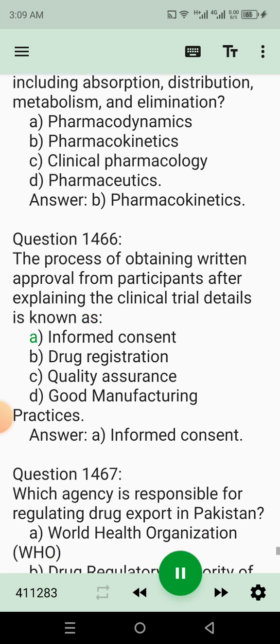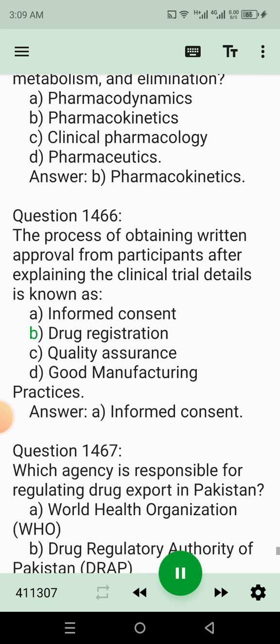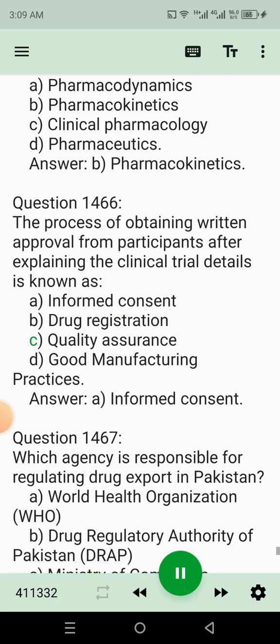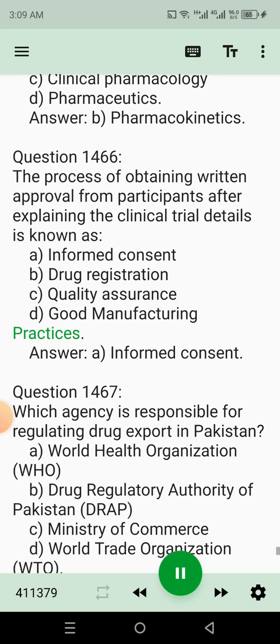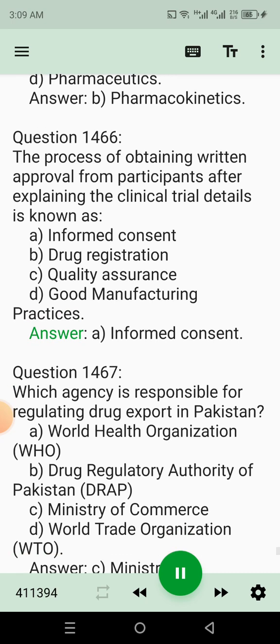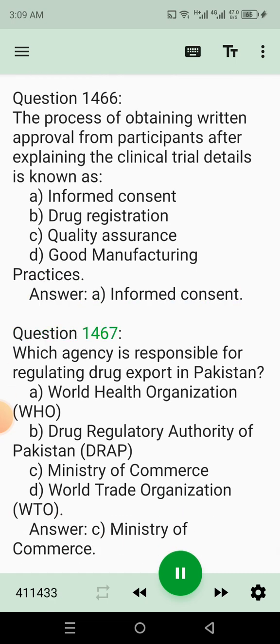Question 1466. The process of obtaining written approval from participants after explaining the clinical trial details is known as A. Informed consent. B. Drug registration. C. Quality assurance. D. Good manufacturing practices. Answer. A. Informed consent.